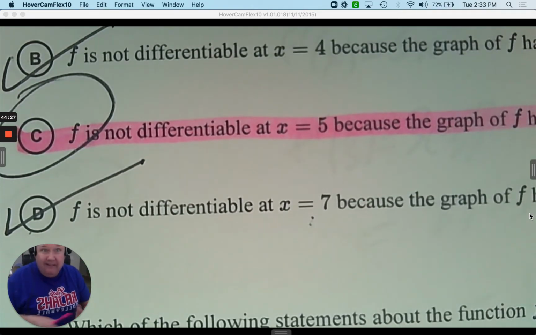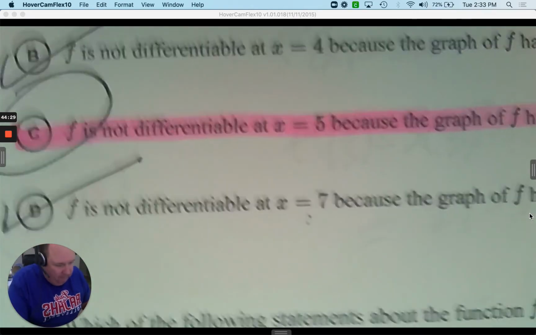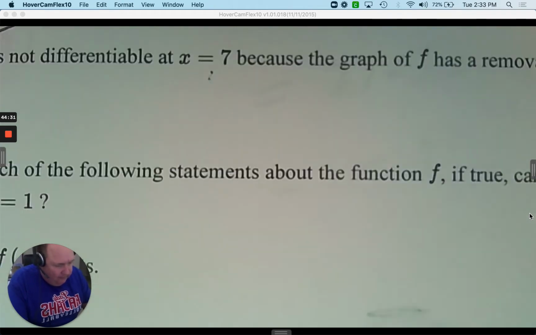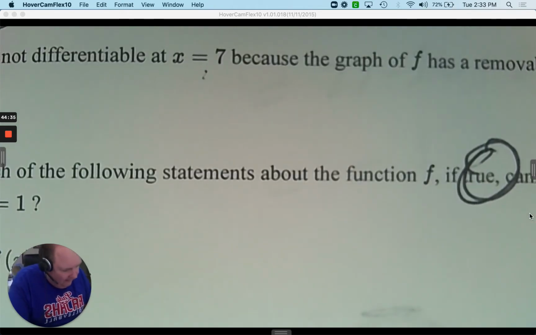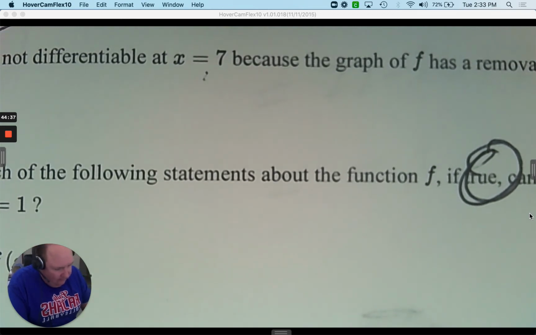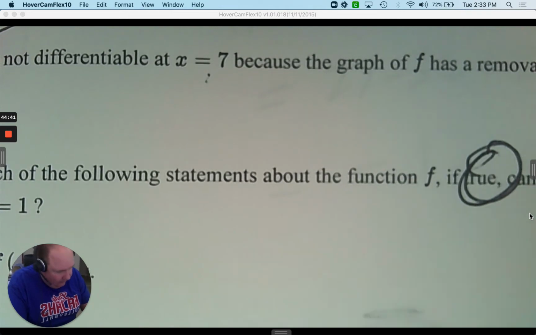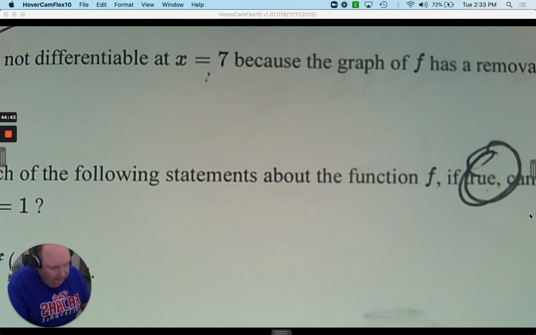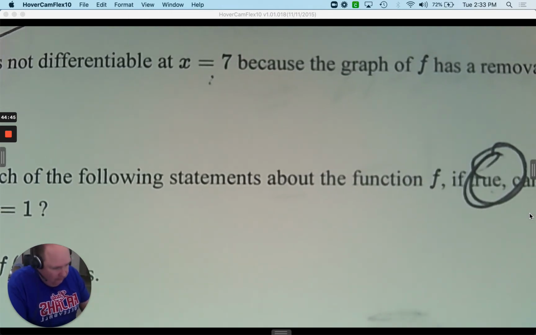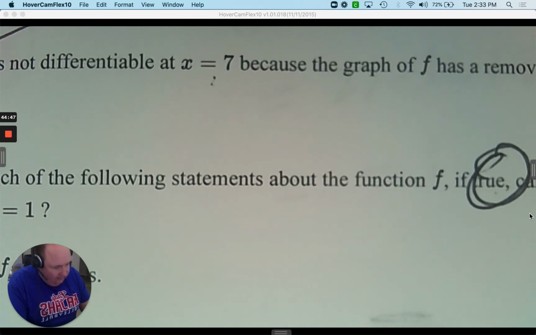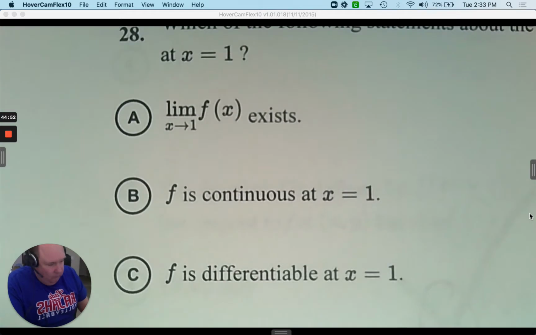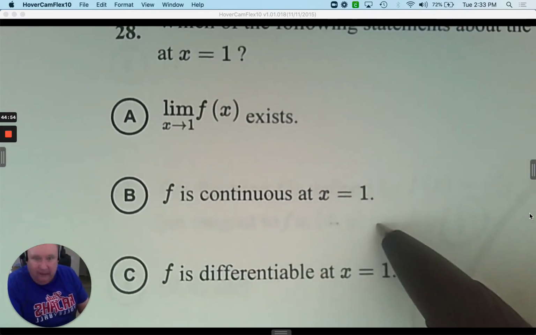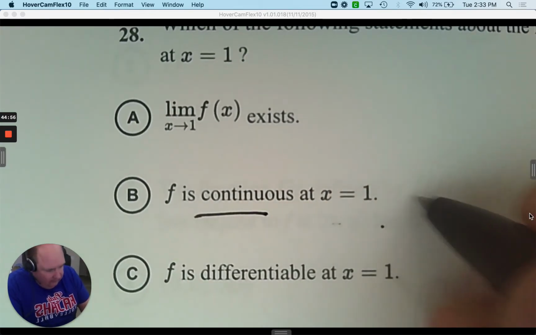Number 28. Which of the following statements about the function is true? Cannot be used to conclude that f is defined at x equals 1. So which of the following statements about the function, if true, cannot be used to conclude that the function is defined at x equals 1? So if it's continuous at 1, then that can be used.